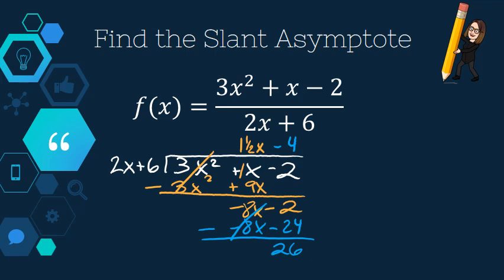So if I was to write this out, my suggestion is, because our goal is this linear slant asymptote, okay? So we want to think slope-intercept form. We want to think rise over run for our slope. So the best way to write our answer is actually going to be as 3/2 x minus 4. I do have a remainder of 26 over the divisor, okay?